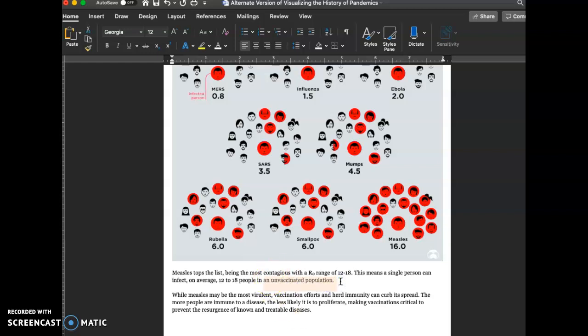Now, if the population is vaccinated, then this number no longer is in effect because each person has immunity, and we're going to talk about what immunity is in this unit. Because of the vaccine, it gives the person immunity. It's basically like exposing the person to the vaccine's DNA so the body can remember that DNA without actually getting sick. While measles may be the most virulent or infectious, vaccination efforts and herd immunity can curb its spread. The more people are immune to the disease, the less likely it is to proliferate.